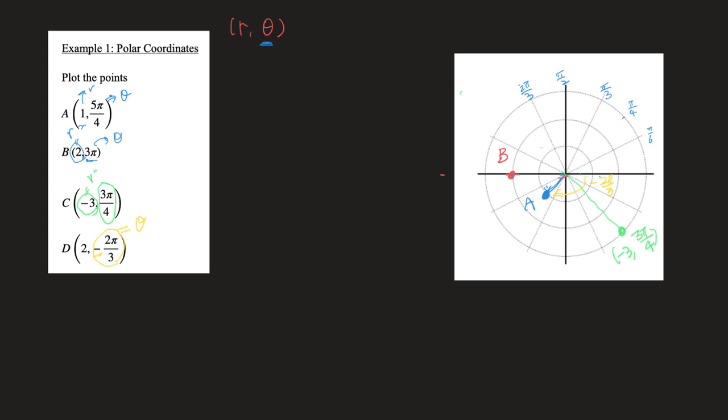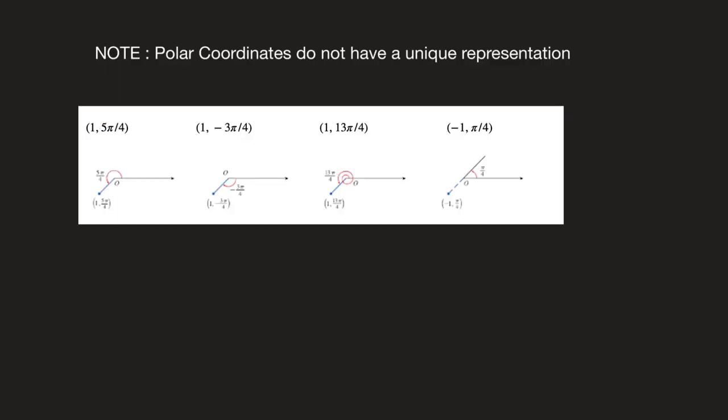Then we find the line that represents the angle. R is positive, so the point should be on this side. R is 2, so that's 1 and 2 right here. So that's going to be D. Does everyone clearly understand how you plot a point in polar coordinates?